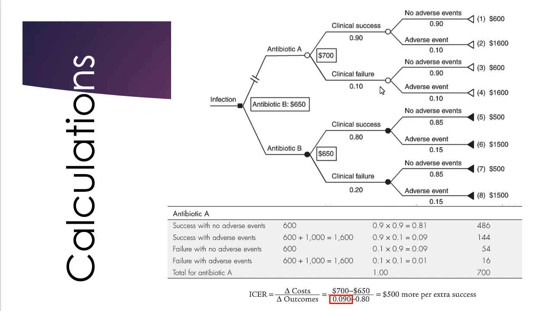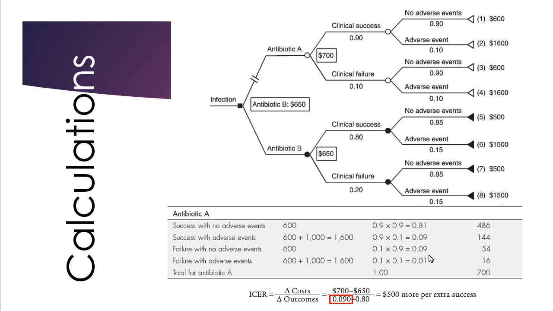Let's continue. We get the probability then for pathway number 3, which is 0.9 multiplied by 0.1. That's also going to be equal to 0.09. And 600, we already got the cost. And then this pathway number 4 is 0.1 multiplied by 0.1, which is 0.01. So you have the 1,600 and the pathway probability of 0.01. So these are these calculations here at the bottom.